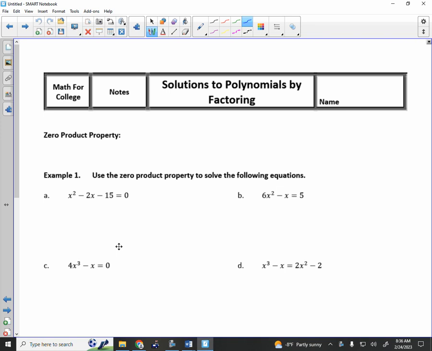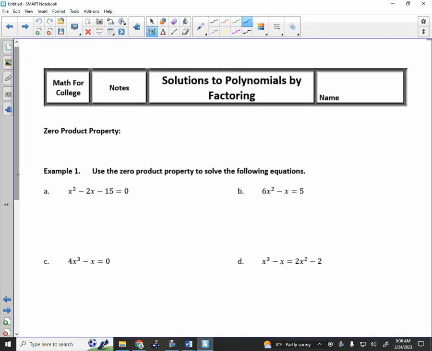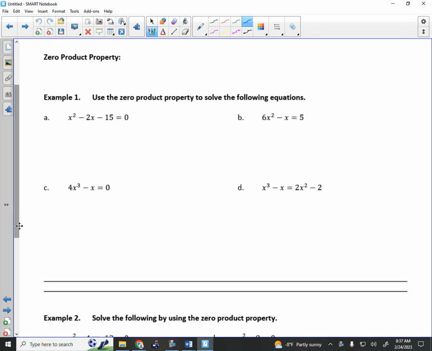Okay, here we go. Zero product properties. So today we want to put together our factoring techniques to be able to solve polynomials. As you notice, this one says, what number do you square, minus 2 times another number, minus 15 to get 0? And if people do not know what they are doing, here is something that they may attempt in this situation.